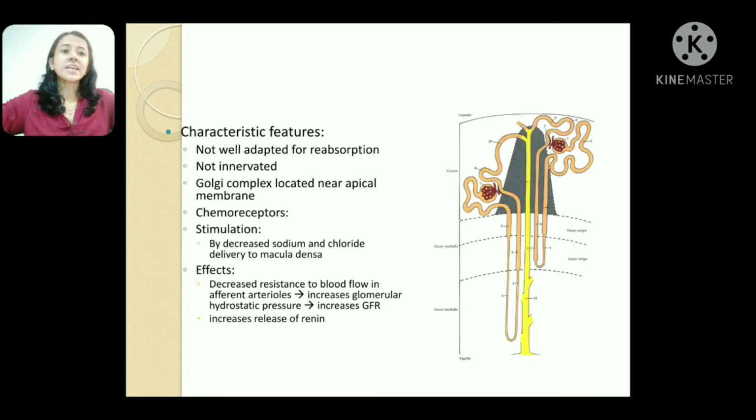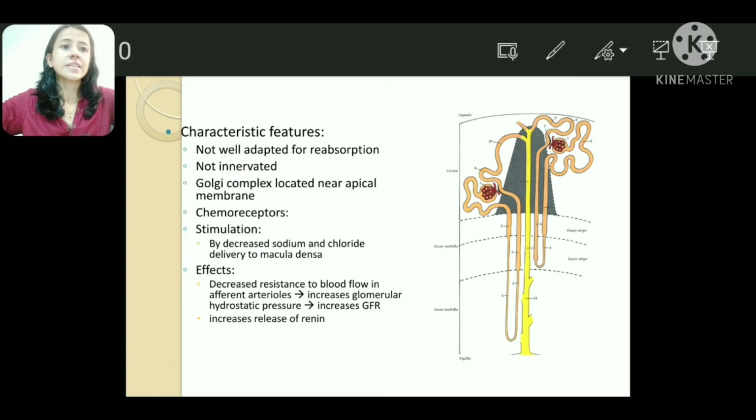Now, which are the characteristic features of macula densa cells? First of all, you can see here this diagram. You can see the thick ascending limb and distal convoluted tubule, when they come in contact with the glomerulus, they form a dark color. You can see here there is a small patch, that is the macula densa cell. Characteristic features of macula densa cells: they are not well adapted for reabsorption, as well as they are not innervated, but they contain Golgi apparatus.